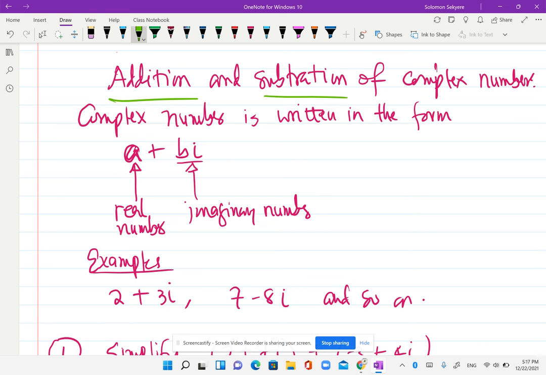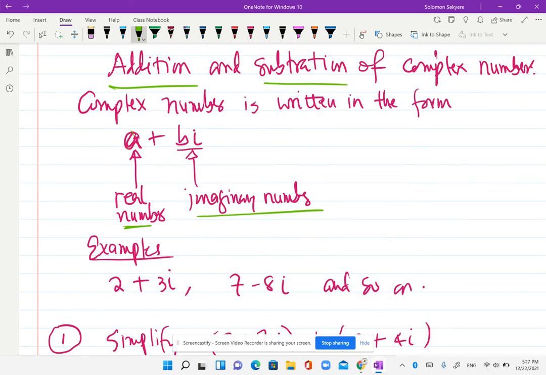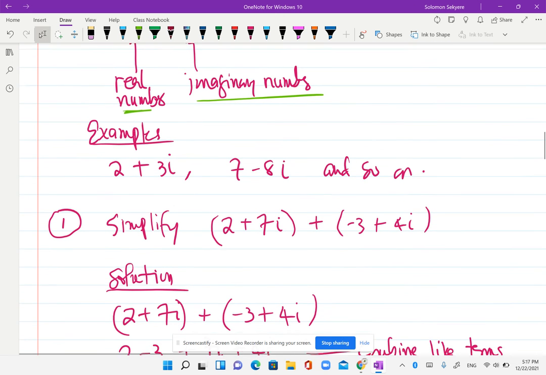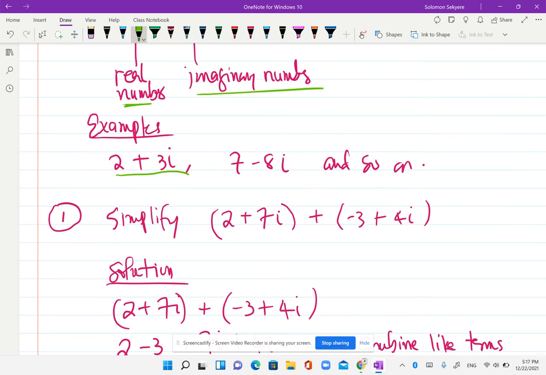All right, so now let's do some addition and subtraction of complex numbers. What is a complex number? A complex number is a combination of a real number and an imaginary number. So a, which is a real number, and then bi, which is the imaginary number. For example, 2 plus 3i is a complex number. 2 is the real part, and 3i is the imaginary part, and so on.